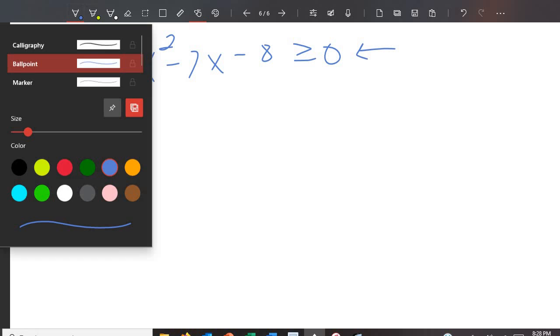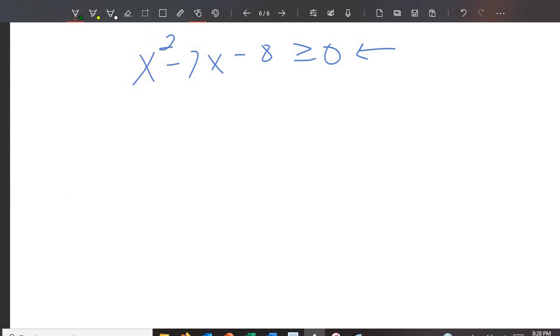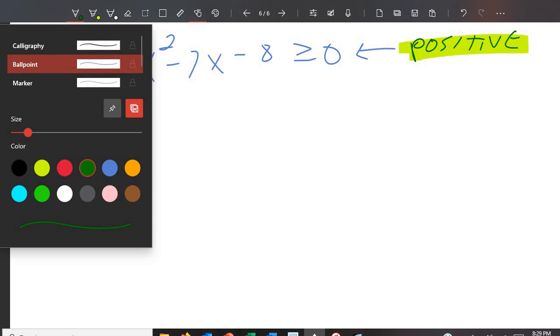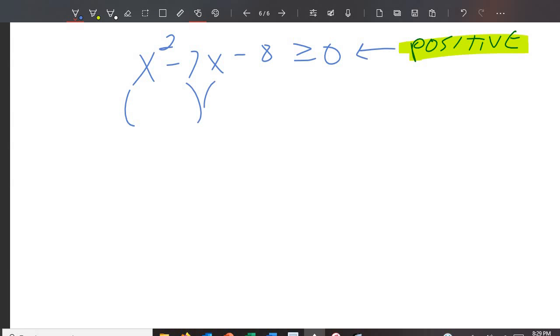Now let's start factoring. Let's say we had x squared minus 7x minus 8 greater than or equal to 0. Now, up front, I want you to see that I want my answers to generate a positive number. So the first thing we're going to do is factor. We'll get x minus 8, x plus 1.